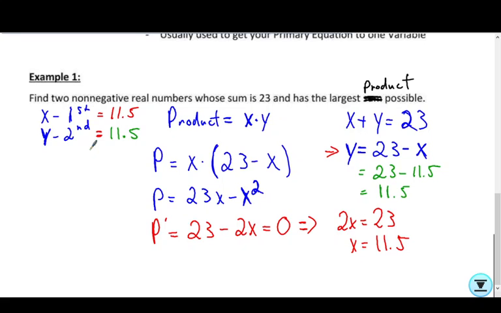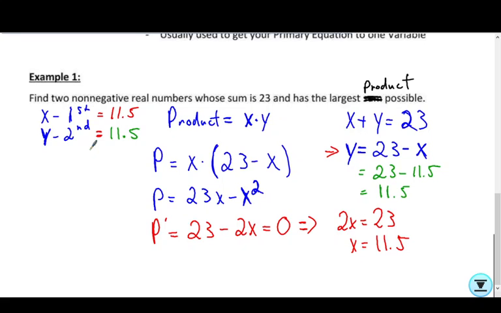That's how this works. Find your primary equation, which you're looking to optimize. You find your secondary equation or your limiting factor, what's keeping that from being as big as possible or as small as possible. You use the secondary equation, you plug it in, get it into terms of one variable, take your derivative, set it equal to 0, and then that'll give us our numbers.